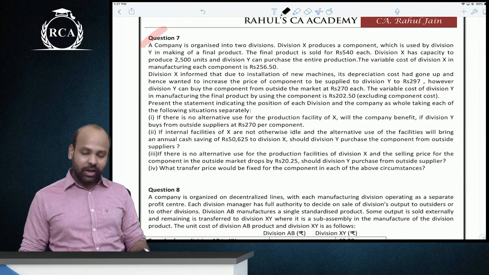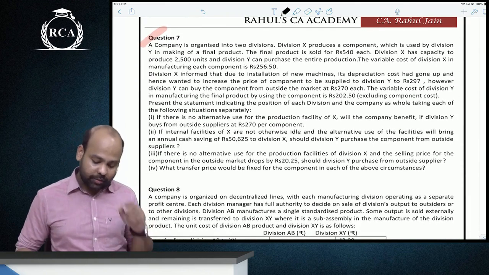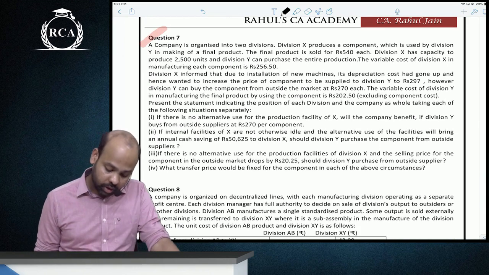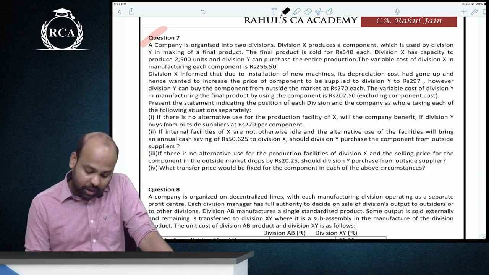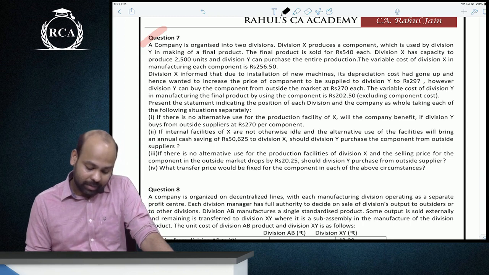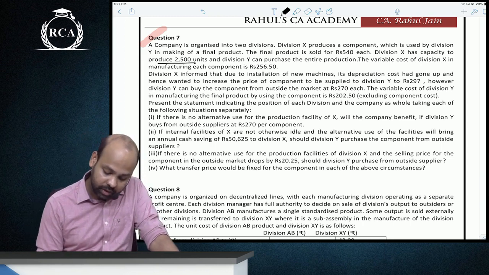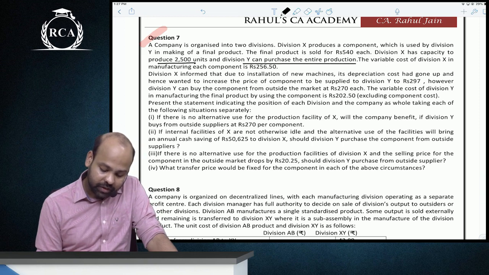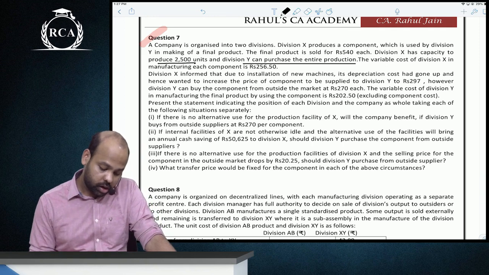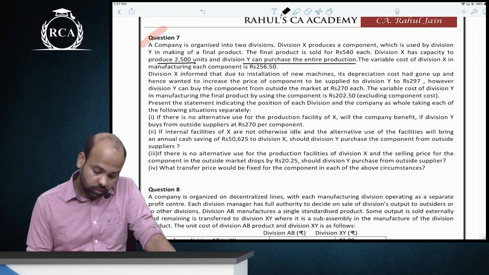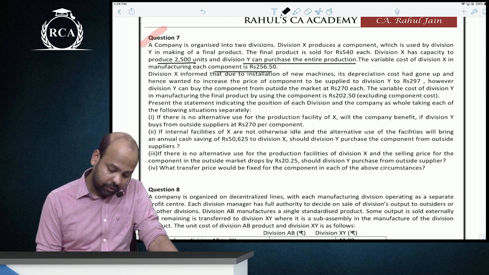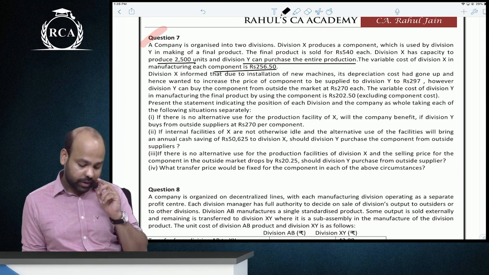A company is organized into two divisions, guys. Division X produces a component which is used by Division Y in making of a final product. The final product is sold for 540 rupees. Division X has a capacity to produce 2500 units and Division Y can purchase the entire production. The variable cost of Division X in manufacturing each component is 256.5.